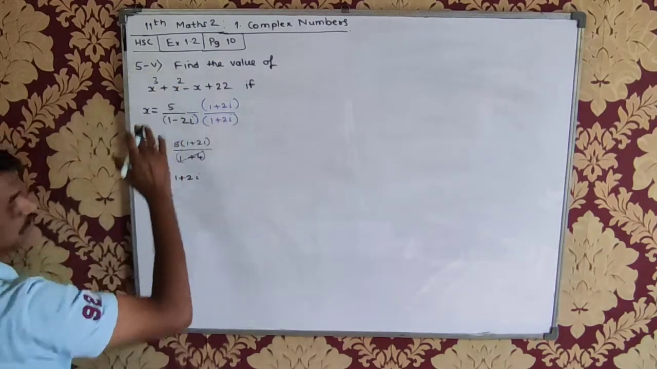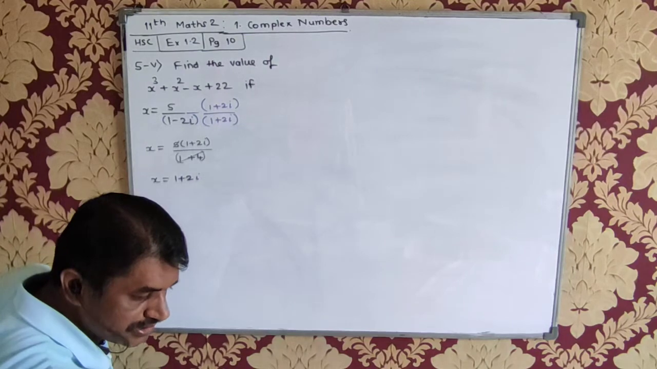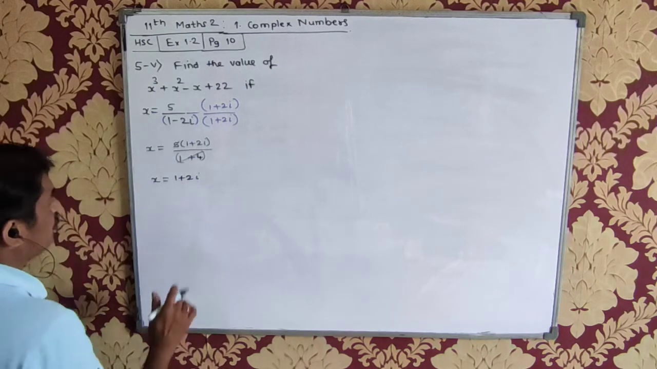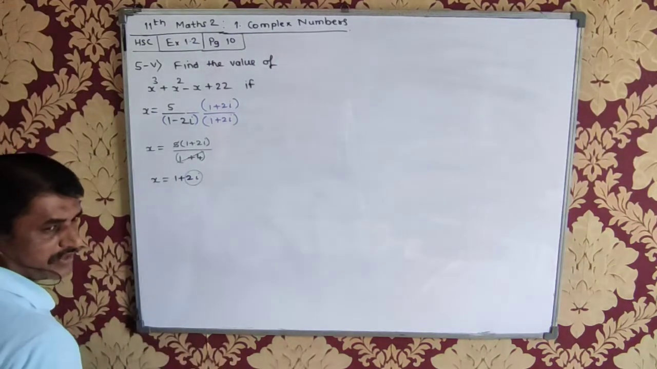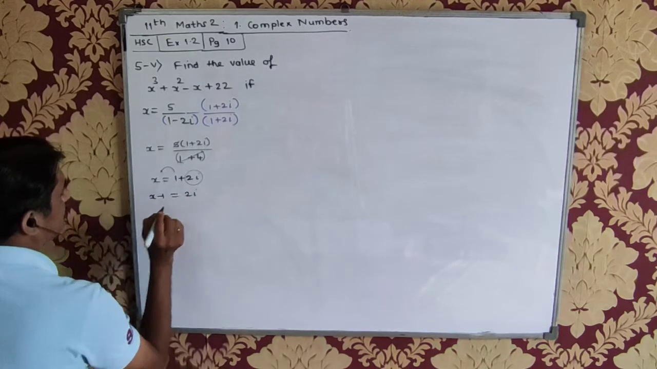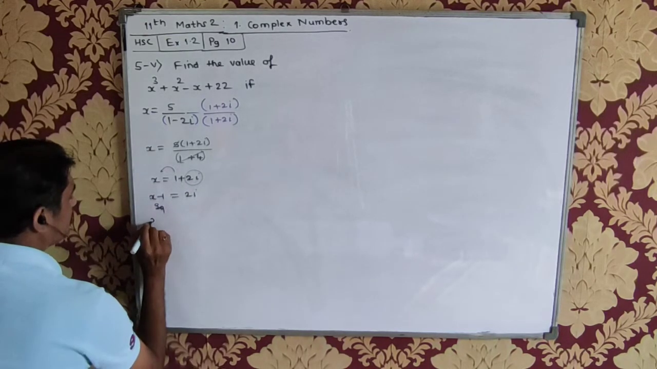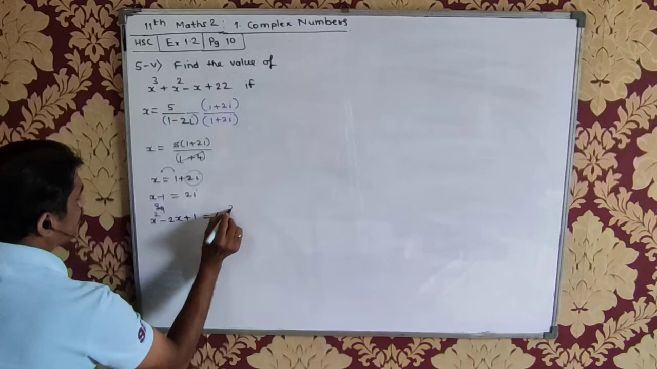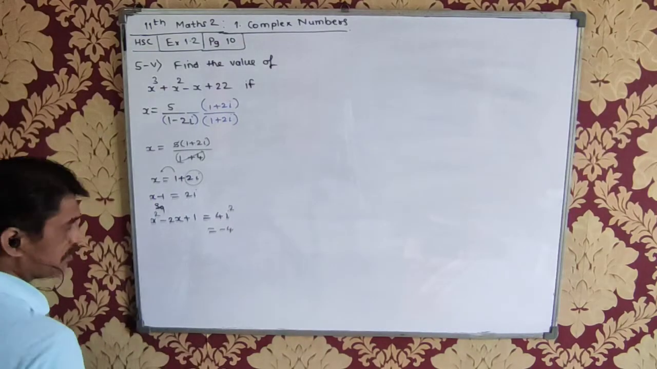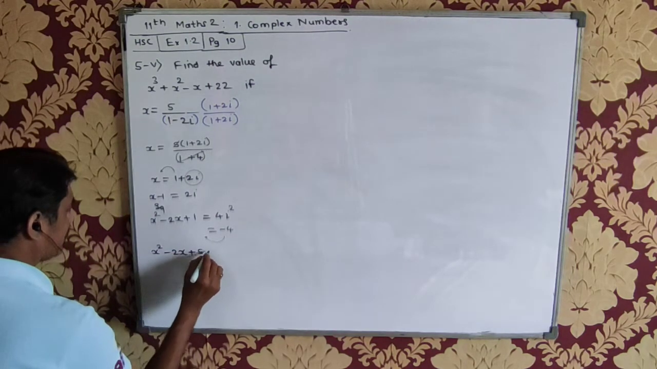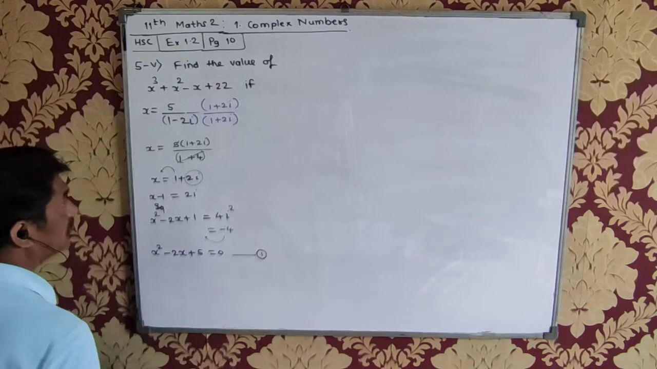In the first few questions, they have directly given x is equal to some complex number. I want to get rid of i here. So I will make it alone. I'll transfer 1 to the other side. This will become x minus 1 is equal to 2i. Squaring both the sides, x square minus 2x plus 1 is equal to 4i square, that is equal to minus 4. Minus 4 becomes plus 4 when it comes on this side. So x square minus 2x plus 5 is equal to 0. This is equation number 1.